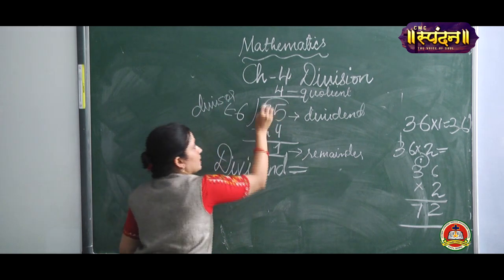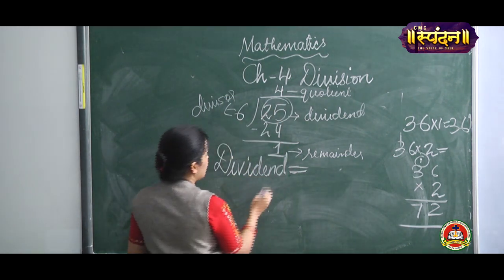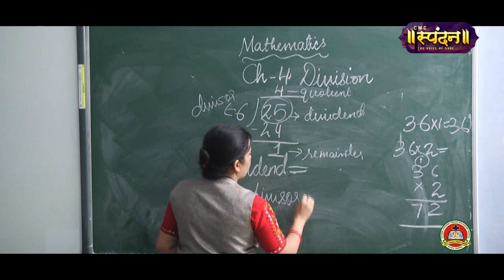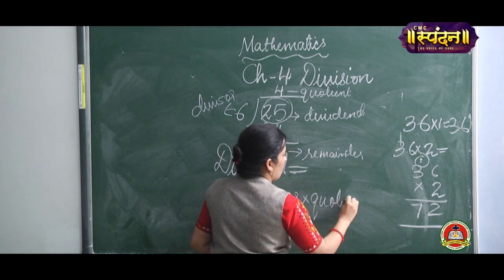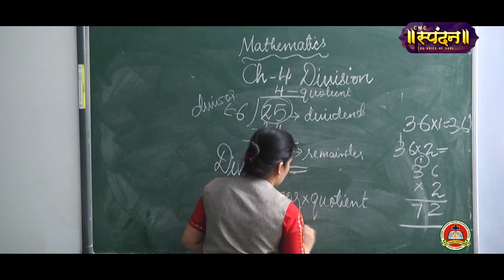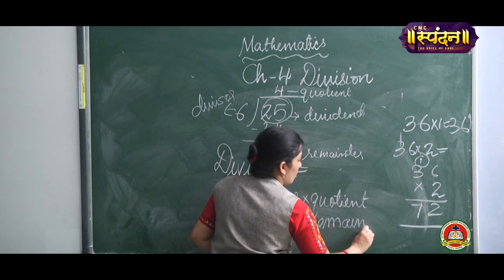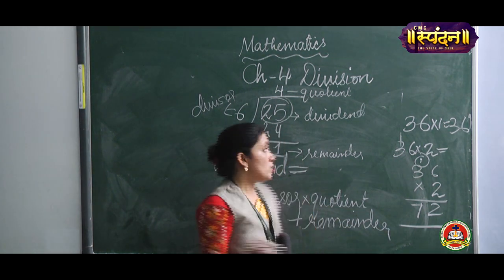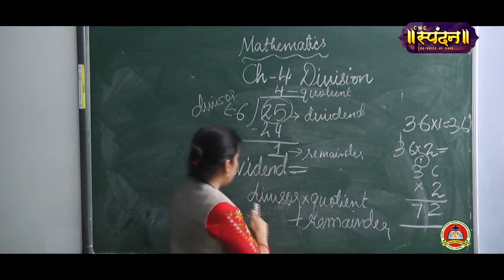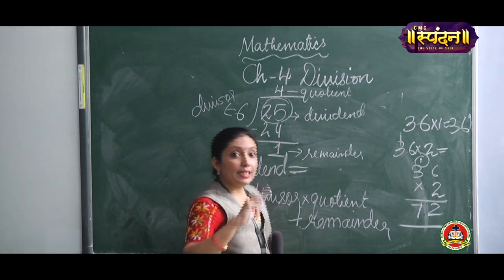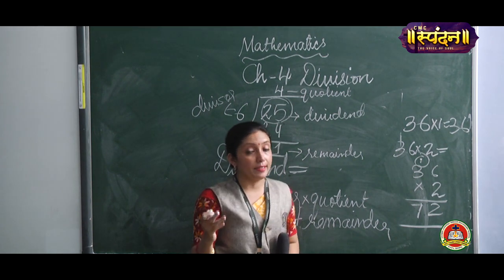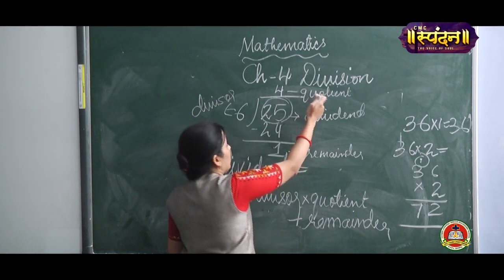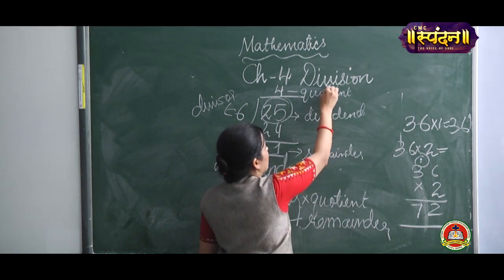So how will I get my dividend? That is equal to divisor multiplied by quotient plus remainder. This is my formula, children, for calculating whether my answer is correct or not. So I should always get the dividend. Dividend is equal to divisor multiplied by quotient plus remainder. Remember, dividend is equal to divisor multiplied by quotient plus remainder.